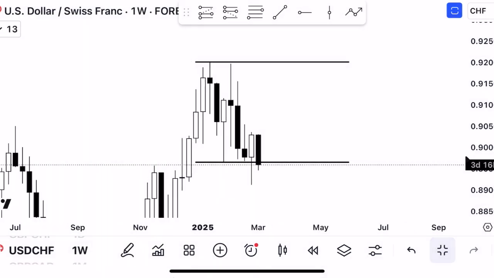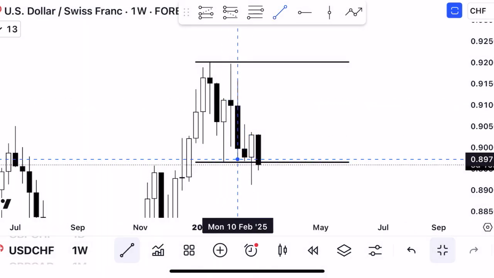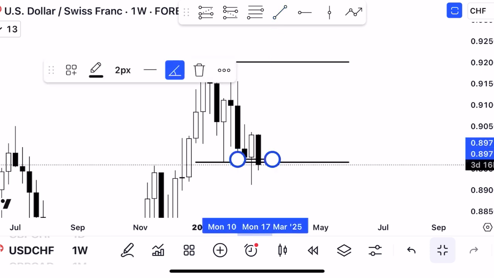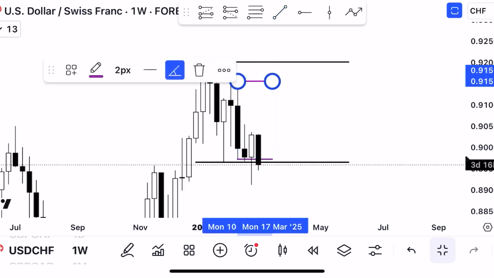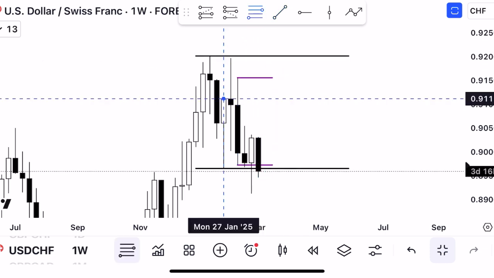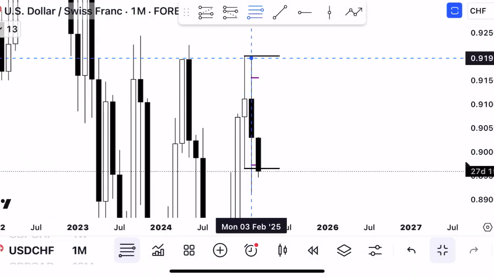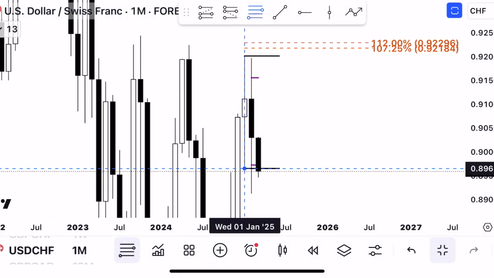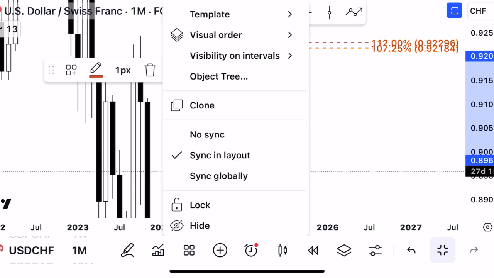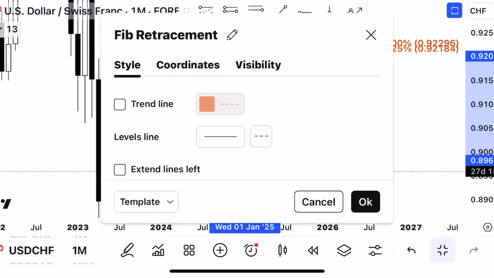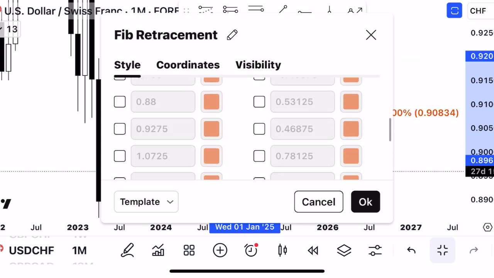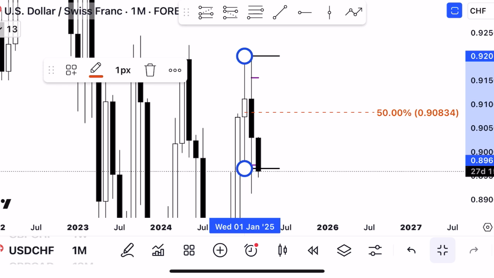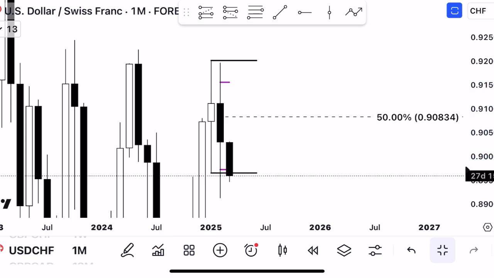And if you look at the weekly, we have a perfect sweep over there as well, which is here. That's the weekly range. This is the weekly range. So let me draw the 50% of the range. So 50% of the range. And if you could see here, yeah, so this is the monthly range.